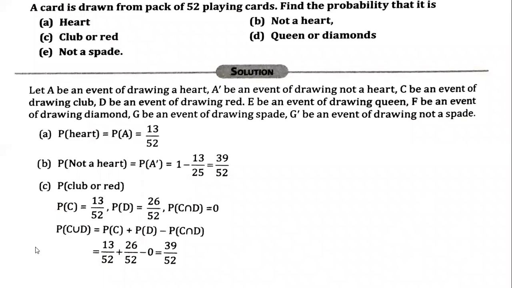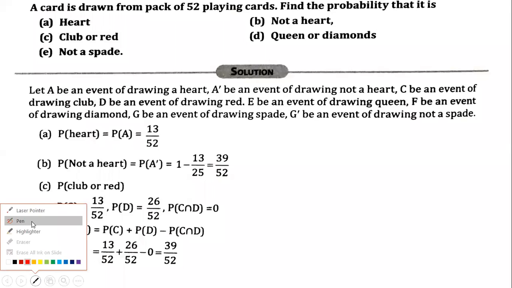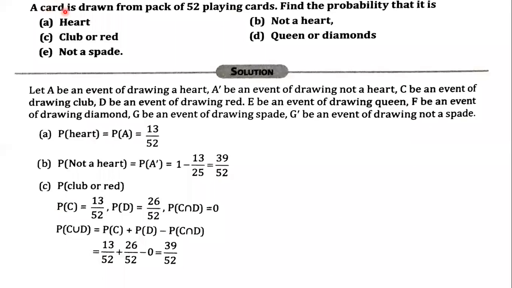Fine. So this is the problem we are going to start today. A card is drawn from a pack of 52 playing cards. What is the probability that it is? We have five options. The first one is, what is the probability of getting a heart card? And the next is, what is the probability of not getting a heart card?